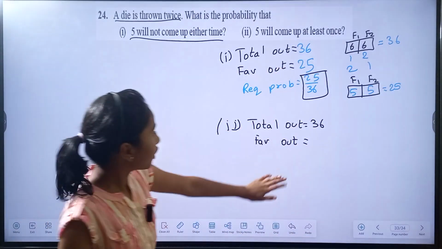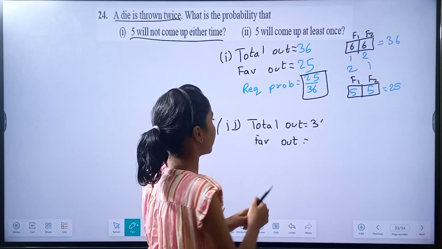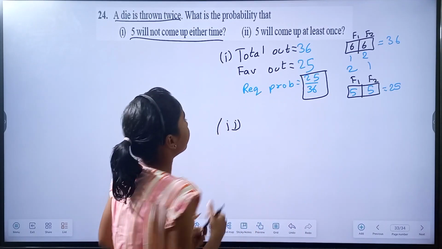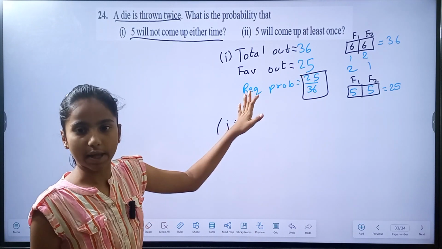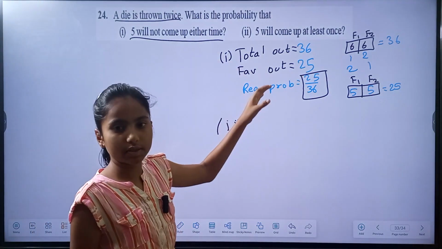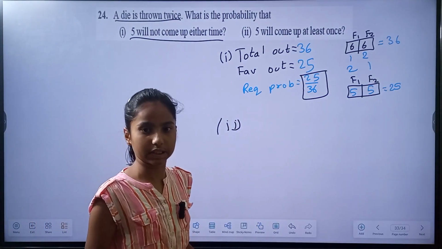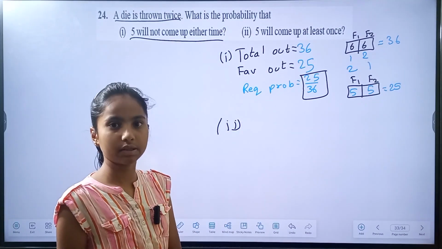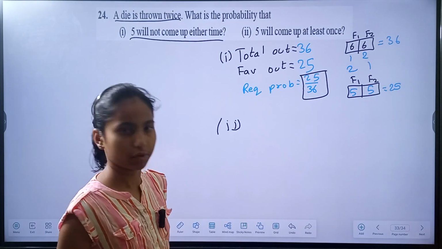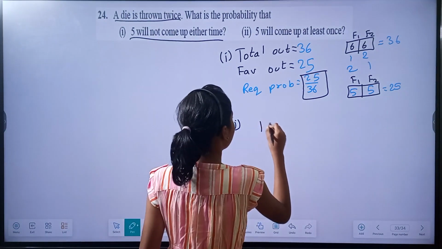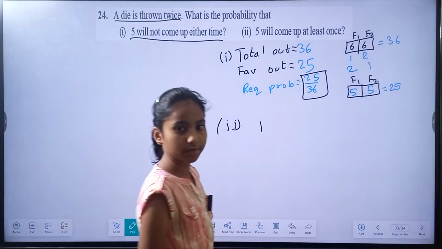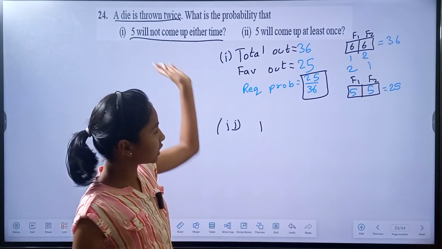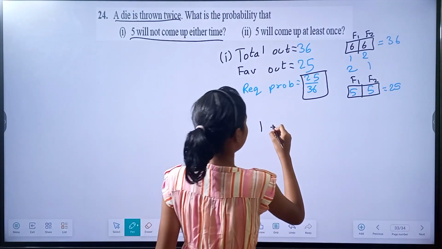For this, we can just do the complementary counting instead. Because in the first part we did 5 will not come up either time. It's either this or 5 will come up at least once. At least once means we can get it on first, second place, or both. It is better to do the complementary, which is the first part.